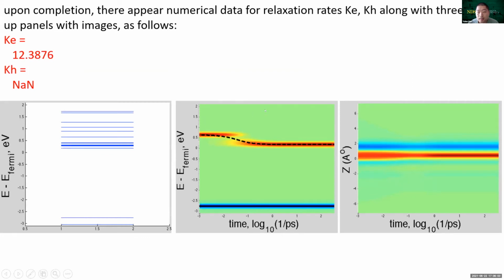So here is our actual result. After you run the code, the rates for electrons and holes will pop up. In this case, we have 3 figures. The first one is just the energy level diagram. The middle is the dynamics in energy for charge carriers. And the third one is the dynamics for charge carriers in space.